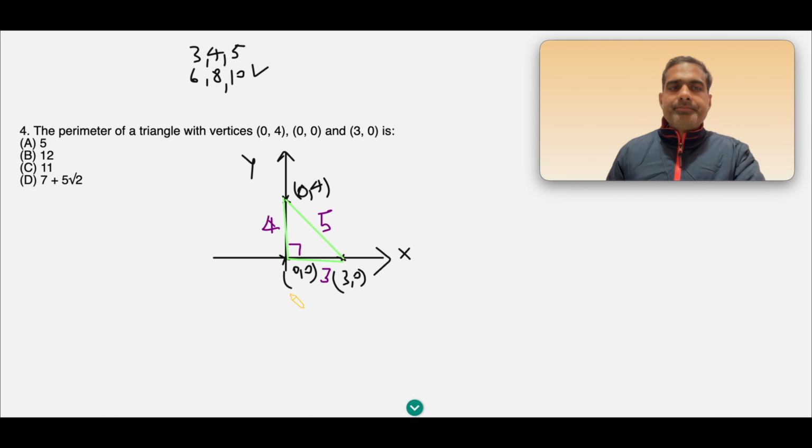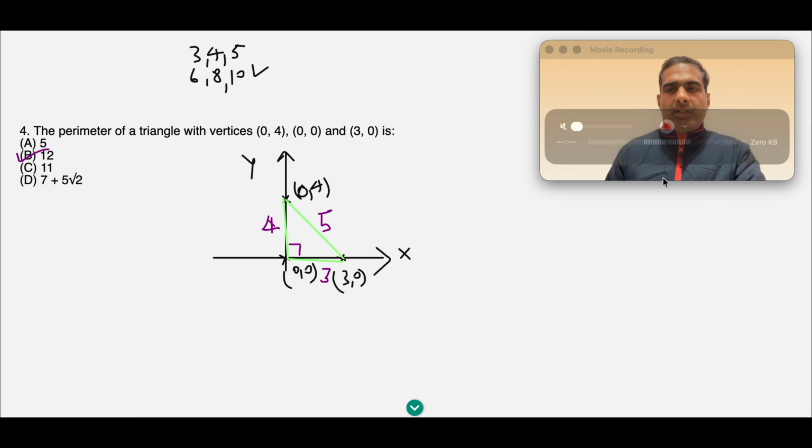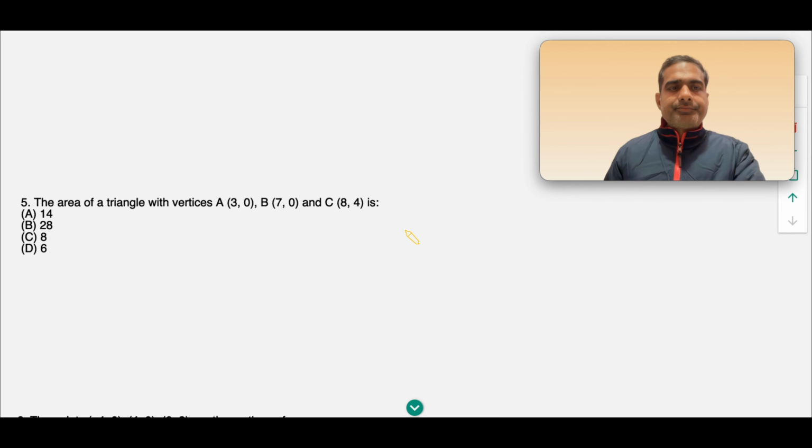So if we want to find out the perimeter, then 3 plus 4 is 7, 7 plus 5 is 12 units, which will be its perimeter. So in this way, without using the distance formula, we can answer this question quickly and save our time and energy. Now let's move to the next question.